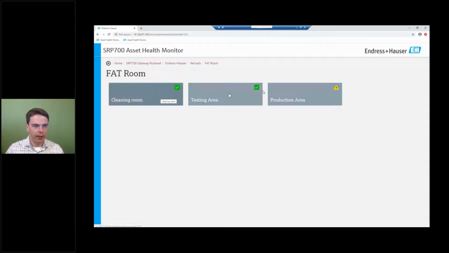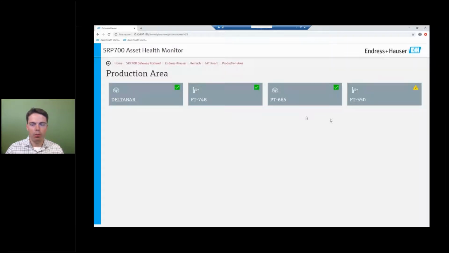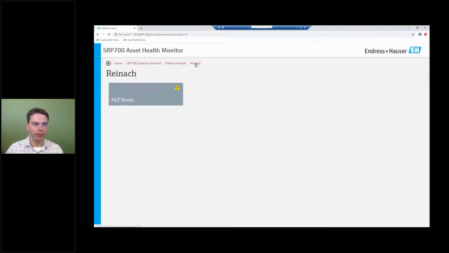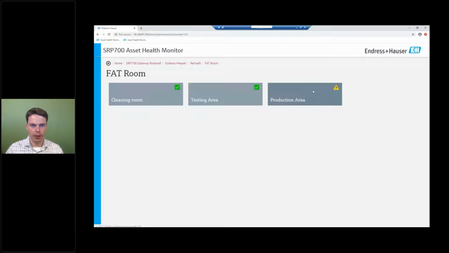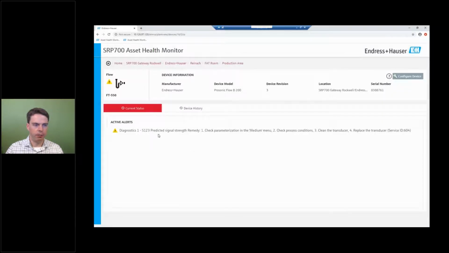So if we go here, you see there are little icons like green check marks and here a question mark. This is out of spec. So the most important diagnostic message will go up the line in these symbols. So if you have this on the top, you can see the most critical thing you have here is out of spec. And this is in the production area. There's a device, and that device says, okay, the predicted signal strength has a problem. So we have to check the medium menu to see if we have it configured right.